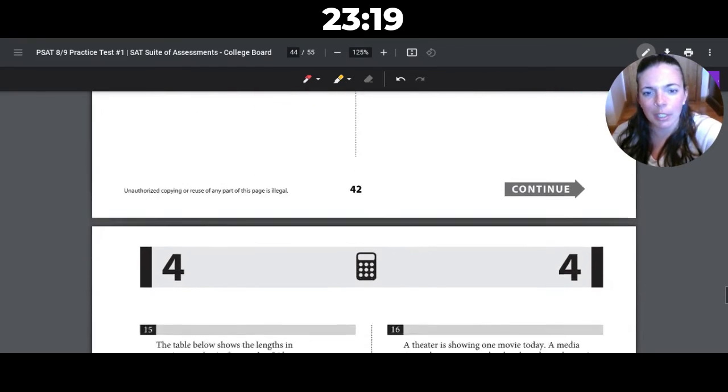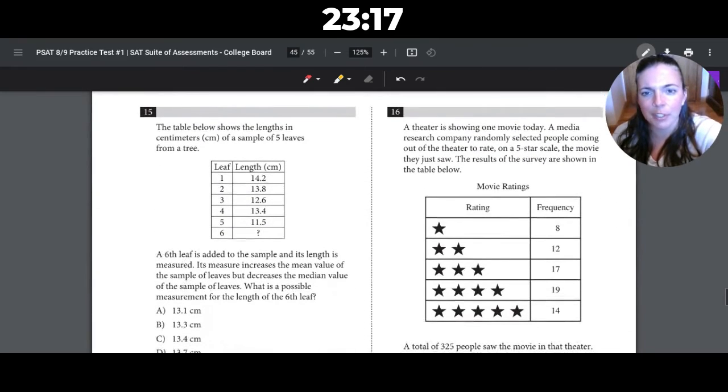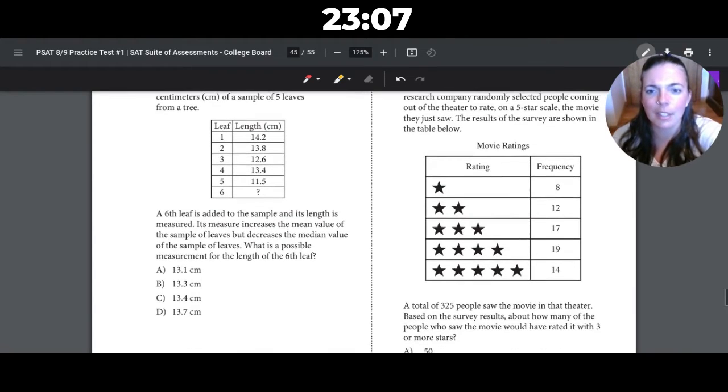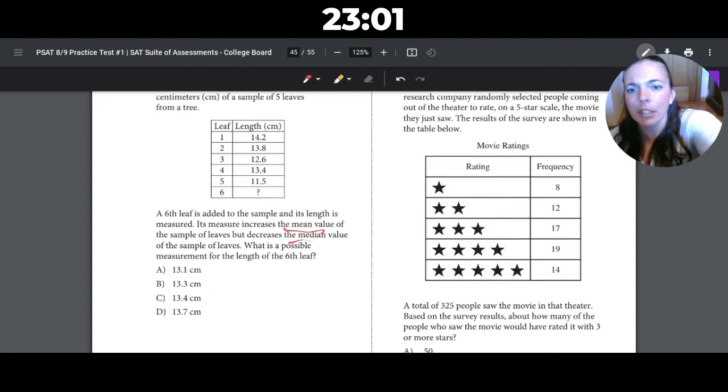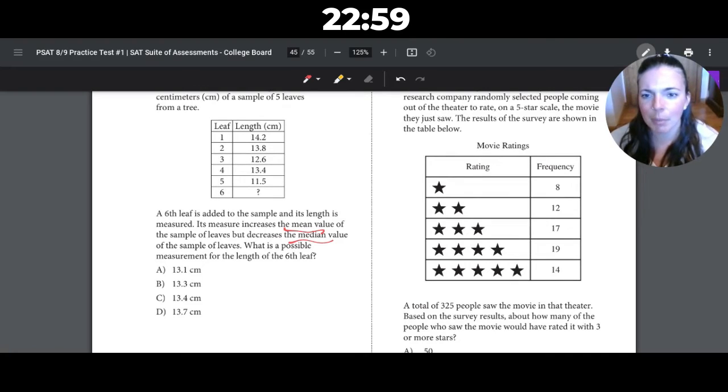All right, we are moving right along here. We are on to question number 15 of our calculator section. The table below shows the lengths in centimeters of a sample of 5 leaves from a tree. A 6th leaf is added to the sample and its length is measured. Its measure increases the mean value but decreases the median. What is a possible measurement for the length of the 6th leaf?